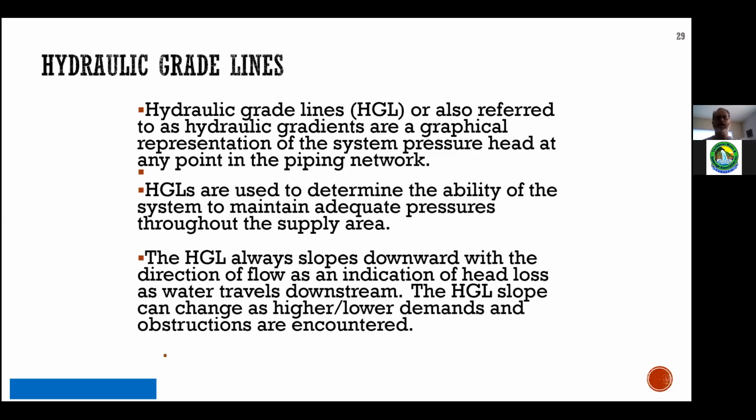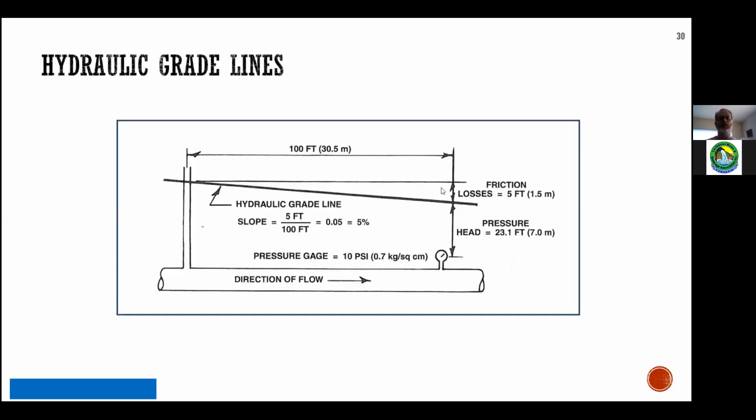Do you have enough energy in your system to handle all of the design flows, the estimated flows, and of course, emergency flow? So there's an example of a hydraulic grade line. 100 feet, so 30.5 meters, from one location to another. Flow is going from your left to your right. There's your pressure gauge.